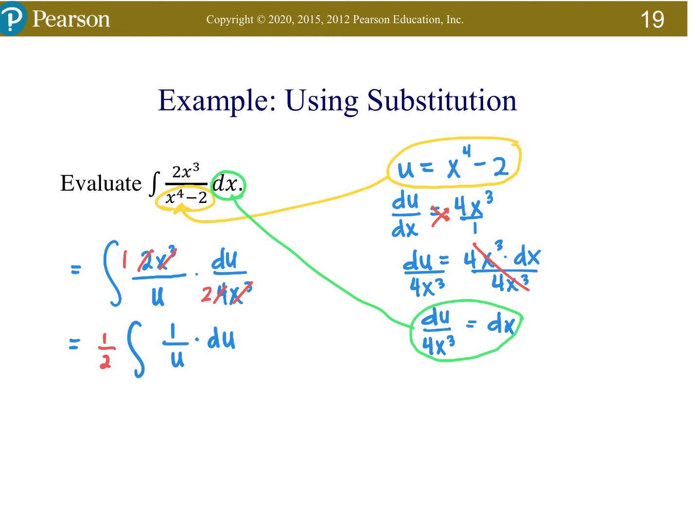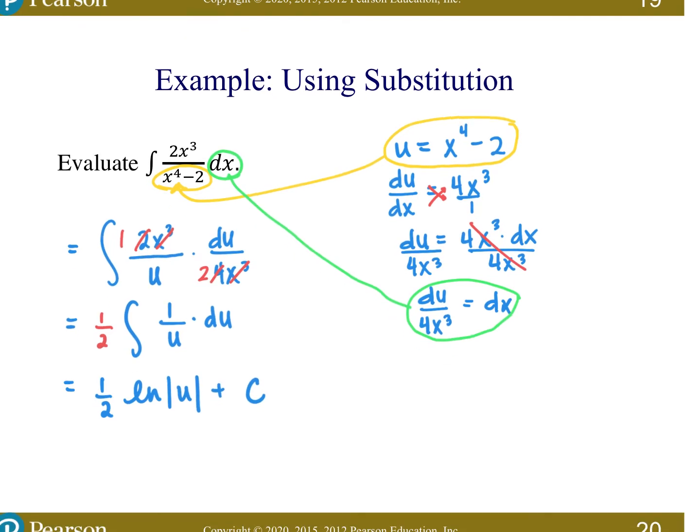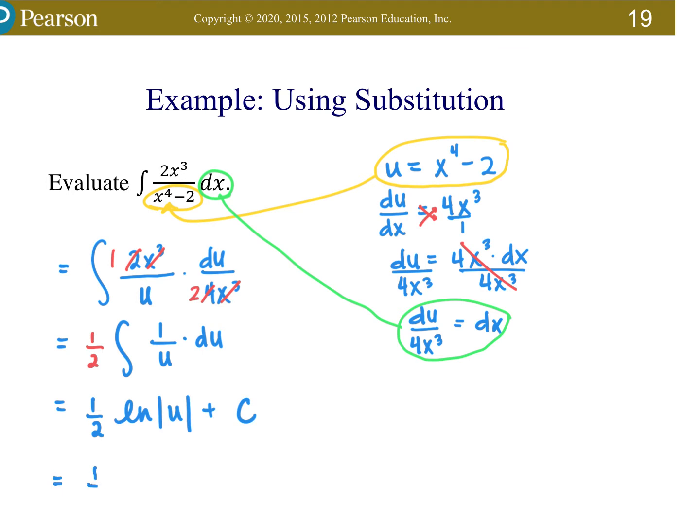So 1 over that single power, that's always going to be a natural log. So this will be 1/2 of the natural log of the absolute value of u plus the constant c. And all I have to do is replace u at the end to finish with the general solution. So 1/2 the natural log of the absolute value of x to the fourth minus 2, which is what u stood for, plus the constant c, and that's my final answer for my antiderivative. It all came from choosing the right u at the beginning. So let's practice again.